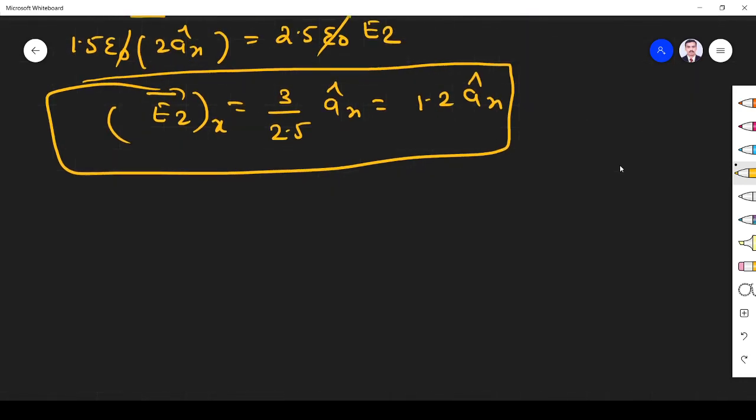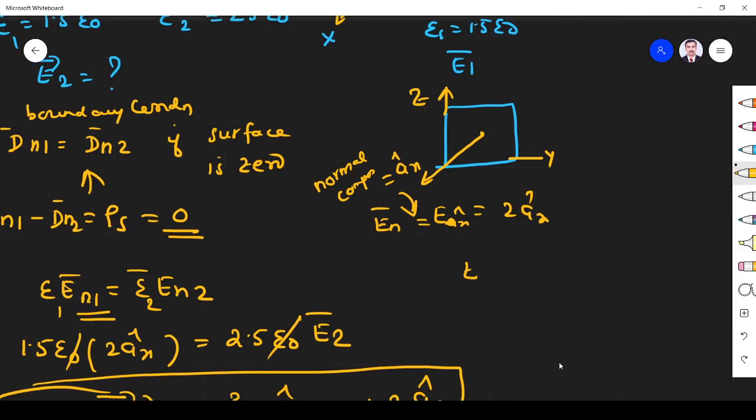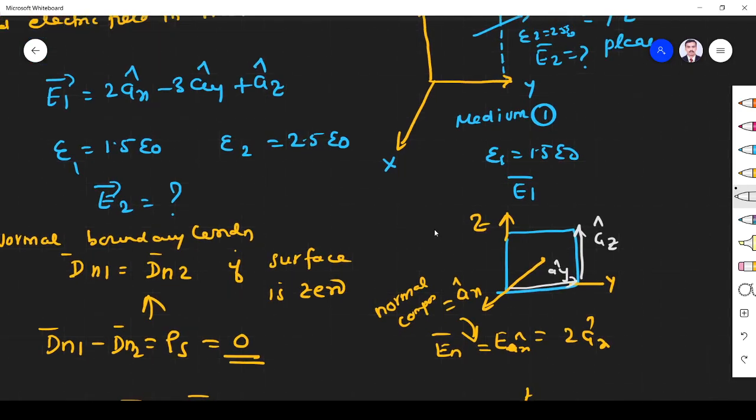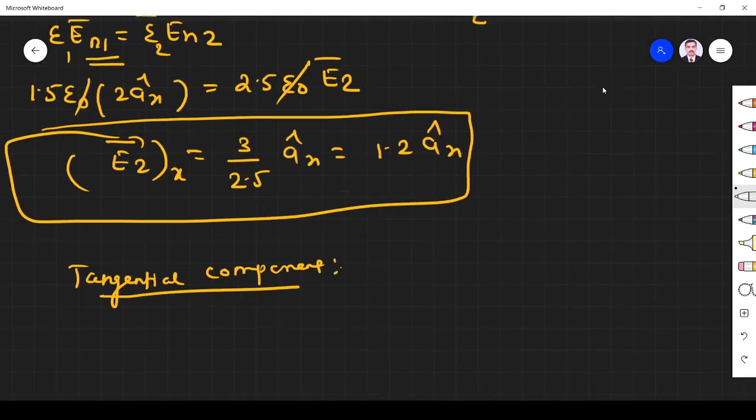Similarly, we have to find the tangential component, and from that we can find the remaining things. What are the tangential components in the YZ plane? Here the tangential components will be ay and az only. So what are ay and az for the given medium? Ay and az are the tangential components.